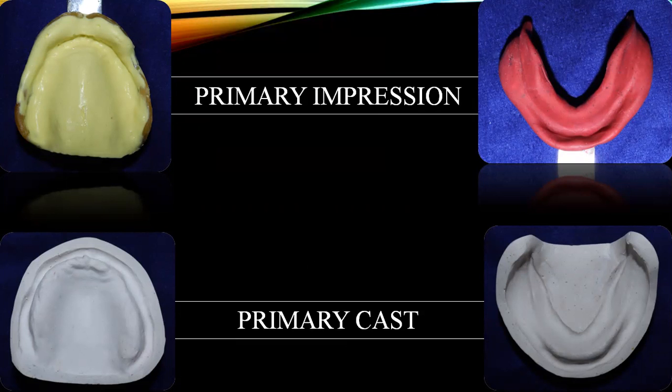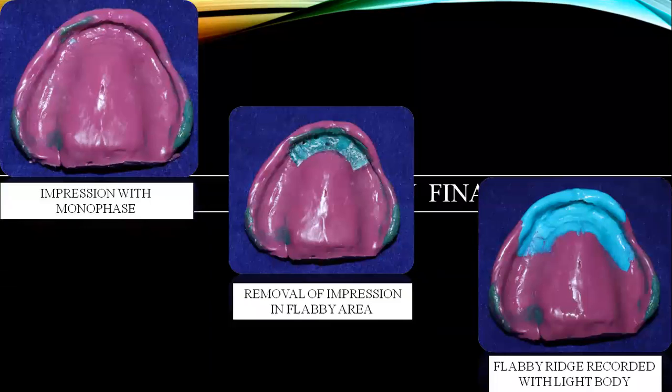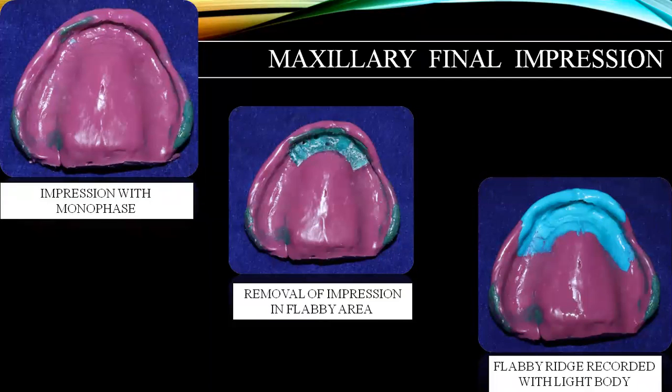Custom tray was fabricated using double spacer on the flabby area, which will provide relief on the displaceable tissue. Border molding was done using type 3 impression compound, the spacer was removed and adhesive was applied. Impression was recorded using an Aquasil monophase impression material as its thixotropic property ensures adequate flow under pressure. After that, the impression was removed from the patient's mouth and the impression in the region of the flabby area was removed with a blade and relief holes were made.